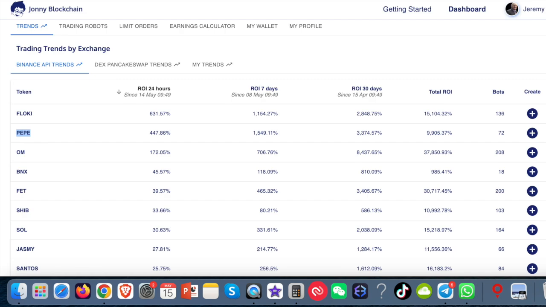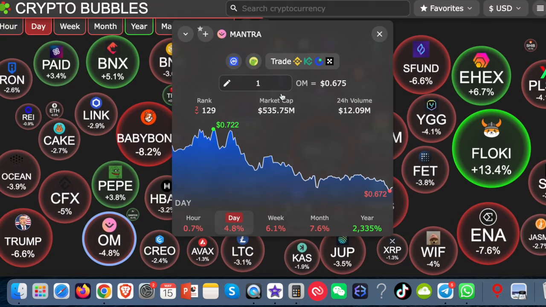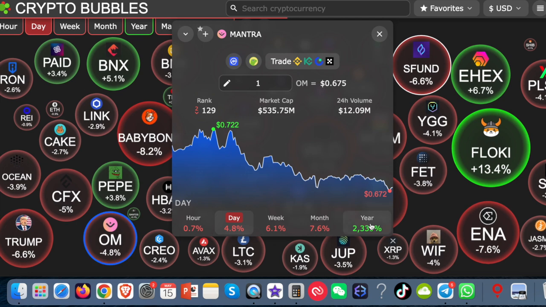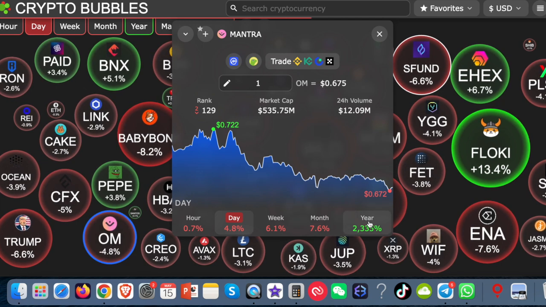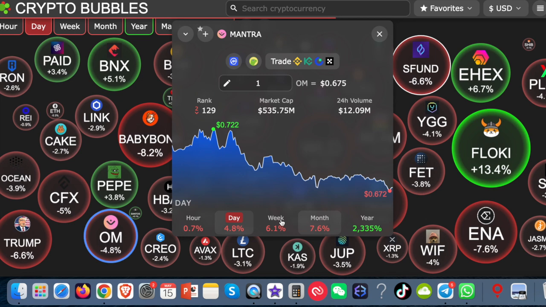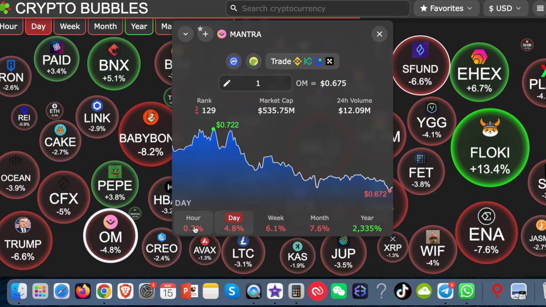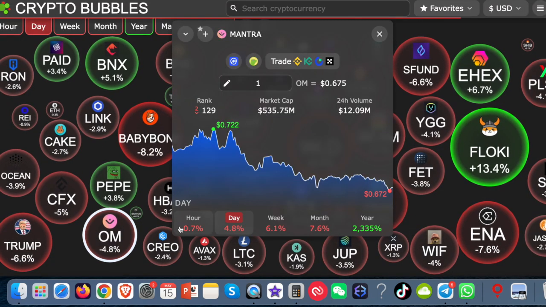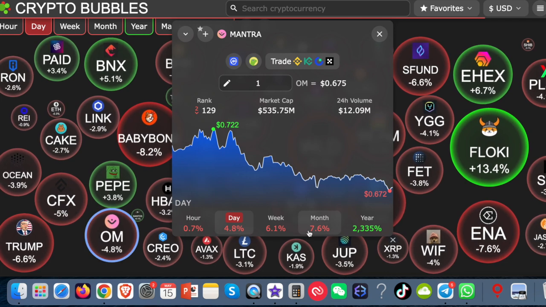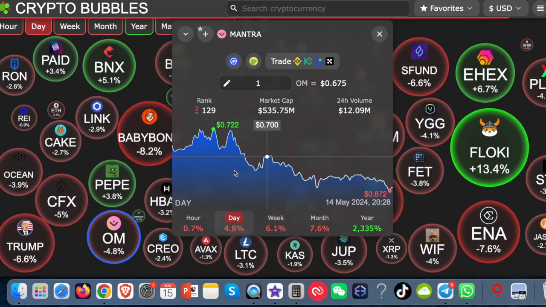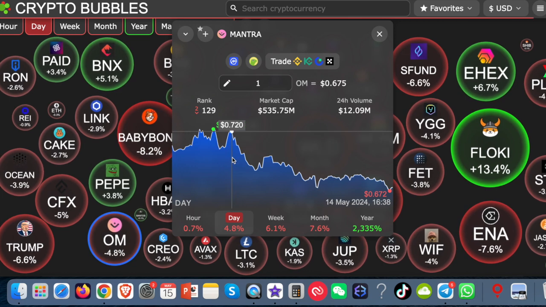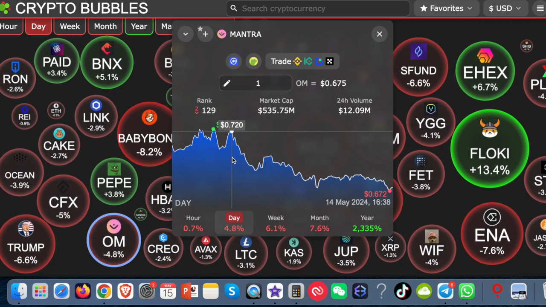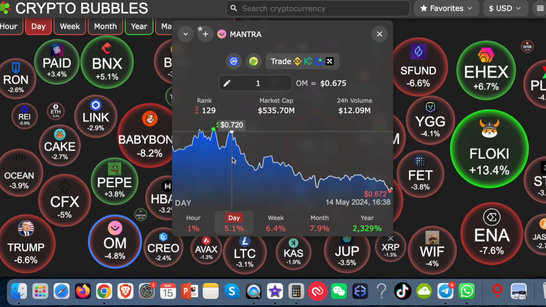Next one on the list, let's have a look at that one. So we've got OM. Now, I've traded this token quite a lot here. So this is the token, the OM. But look, 2,300% in a year. But over the last month, week, day and hour, it's just been going down. So that token's trending on here, but there's 208 bots. But you can see that it's not done well if you're starting a new bot. Because this is probably, people started this bot when it was maybe at a lower price than what it is now. And that would have been some, you know, weeks or months ago.